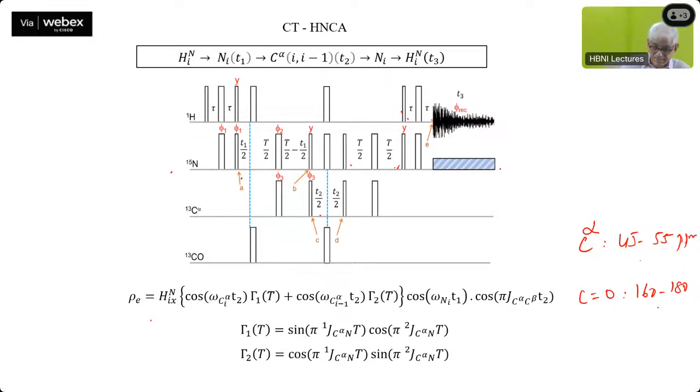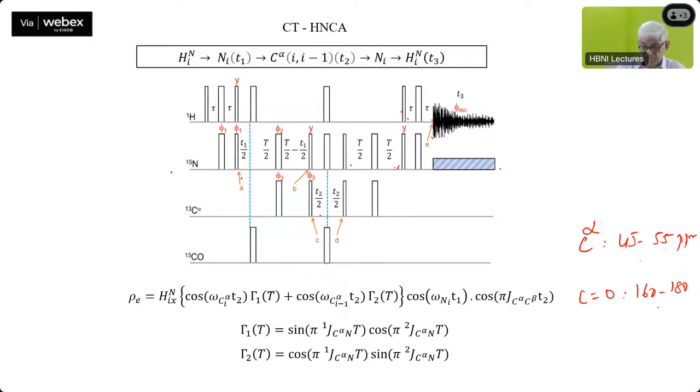Now, the density operator is given here at this point. What is detected at the beginning of the detection period? The density operator is given here. So this is the amide proton chemical shift. This is the amide HN of the residue I, and it has these various coefficients there. And these coefficients are responsible for the cross peaks in your spectrum.